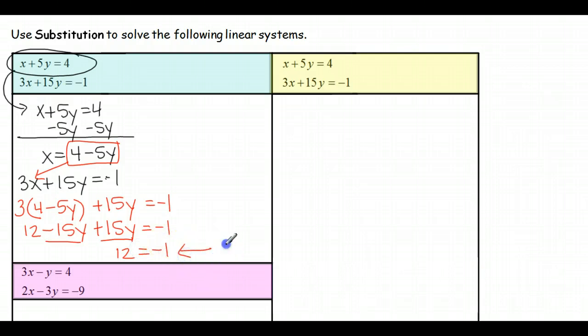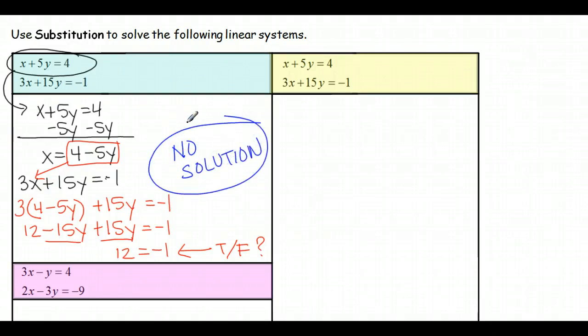Is this true or false? Hopefully you have said false, which means our answer to this problem is that there is no solution. All right, let's go ahead to the next problem.